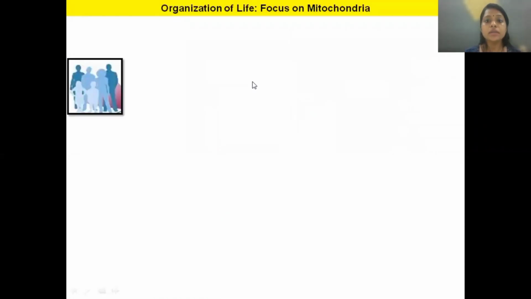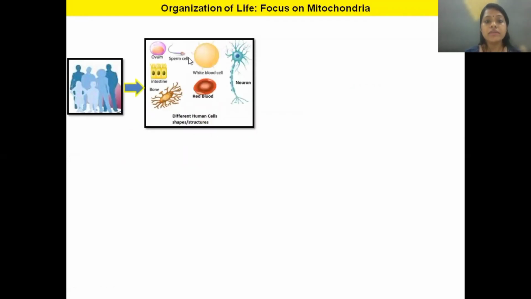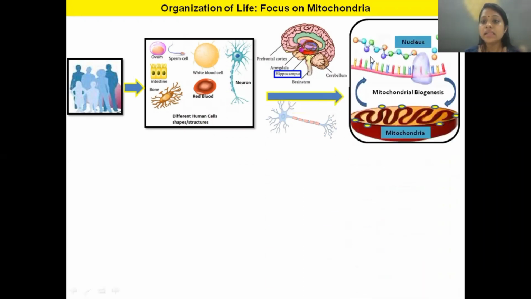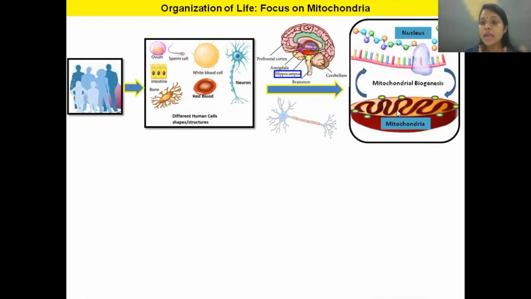So what is the rationale of our study? In the living organism, there are different kinds of living cells, including neurons. Neurons are the basic fundamental functional unit of the brain. Hippocampus is the major region of the midbrain which is responsible for learning and memory. In the living cell, the nucleus contains DNA and mitochondria fulfill the energy demand, and they communicate for the successful mitochondrial formation, that is mitochondrial biogenesis.